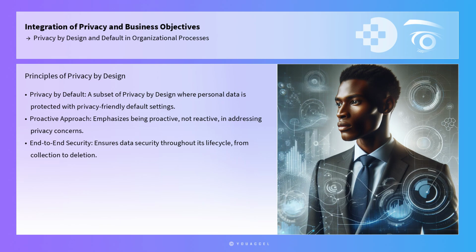The concept of privacy by design, originally developed by Ann Cavoukian, comprises 7 foundational principles: proactive, not reactive, privacy as the default setting, privacy embedded into design, full functionality, end-to-end security, visibility and transparency, and respect for user privacy. These principles guide organizations in integrating privacy into their operational DNA. Privacy by default, a subset of privacy by design, ensures that personal data is automatically protected in any given IT system or business practice, meaning that the default settings should be the most privacy-friendly options.